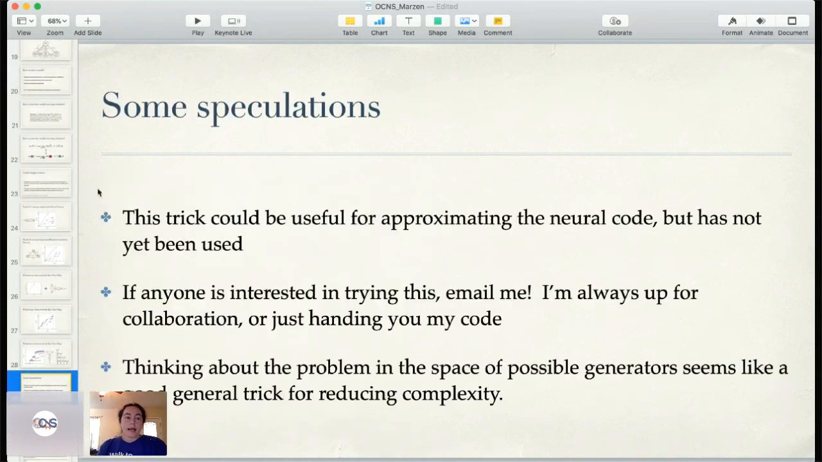So I have a speculation, which is that this trick that I just showed you could be useful for approximating the neural code. I haven't used it and it has not yet been used. I'm just going to extend an offer: if you're interested in trying this method on your data, just email me and I'd be happy to hand you my code. And in general, I think there's this trick where if we move to thinking about hidden state spaces rather than just what we see, we can get some benefit, mathematically and computationally.